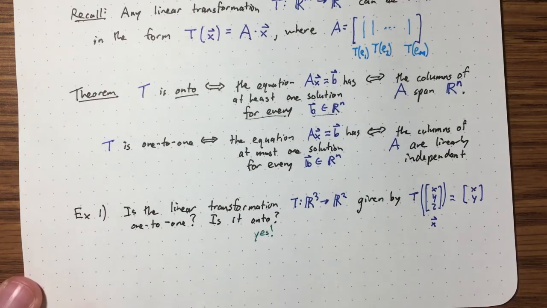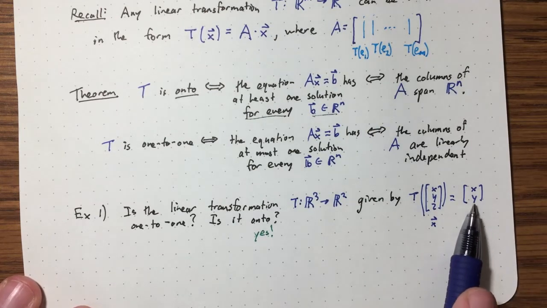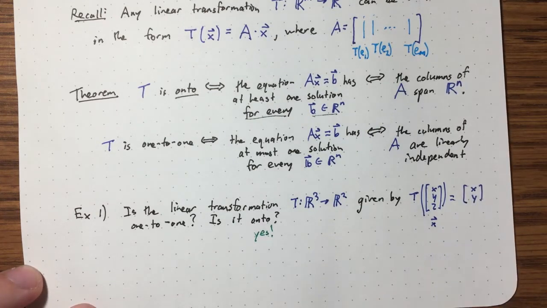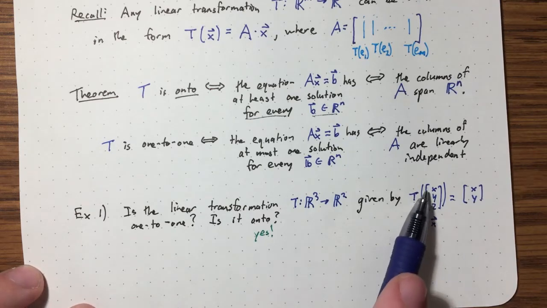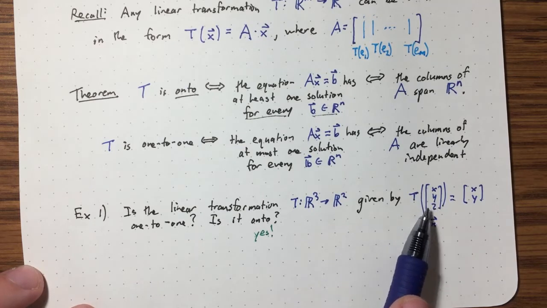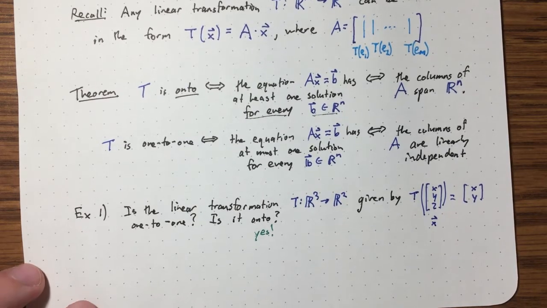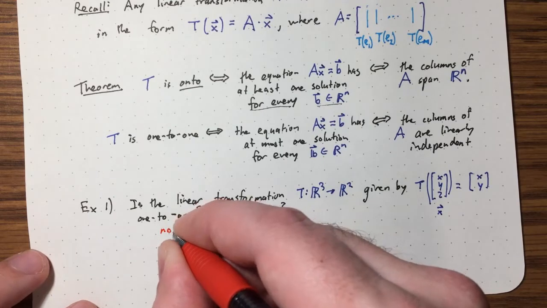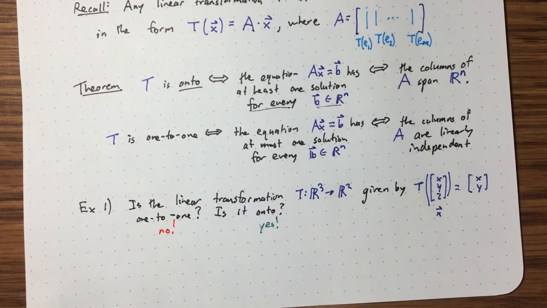Is it one-to-one? That would mean there's at most one way to get to any vector xy. But you see, there's not at most one way, right? We could take xy1 or xy2, those both map to the same vector xy. So it's not one-to-one. So this is an example where it's not one-to-one, but it is onto.